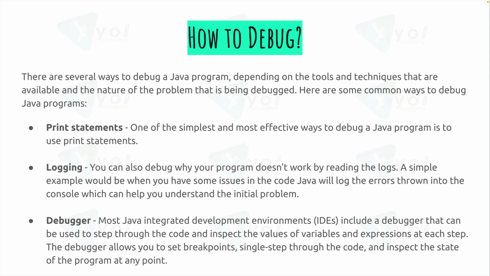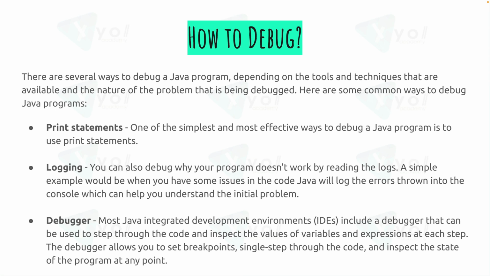If you just click the run button, that would be very fast, right? Now the debugger slows down the process and listens to what you actually want to do when you debug. The debugger allows you to set breakpoints, single step through the code, and inspect the state of the program at any point, right? You can check what the variable value is, what the expression is, and so on.